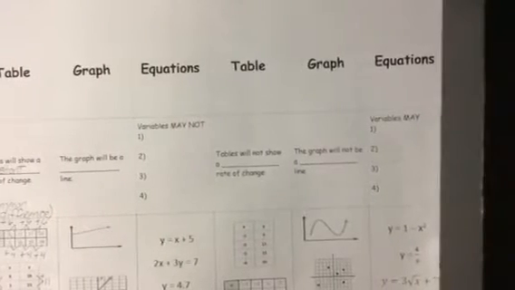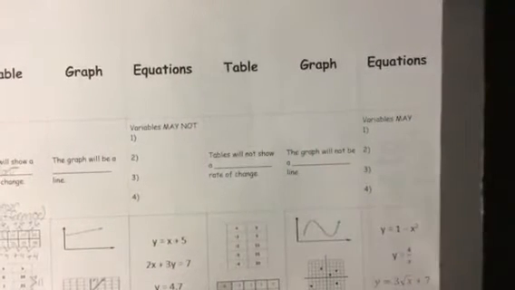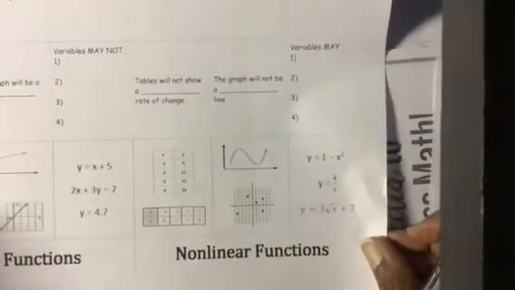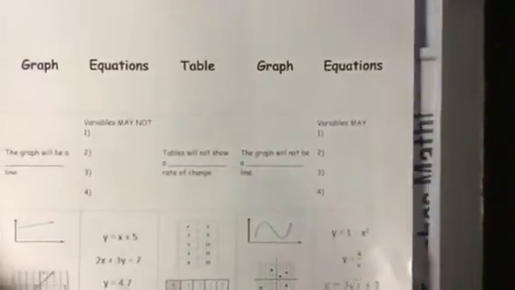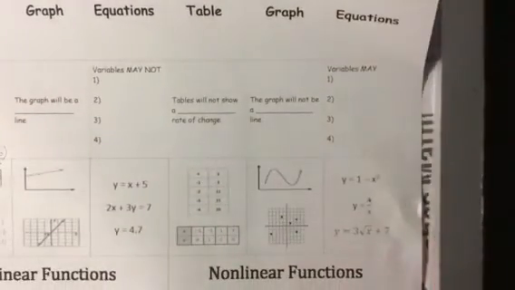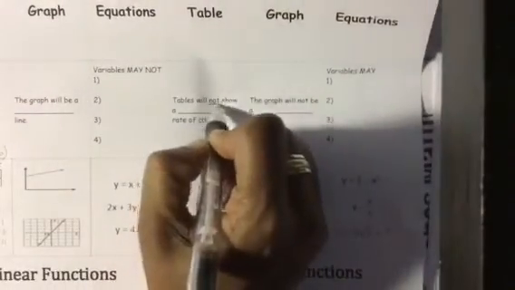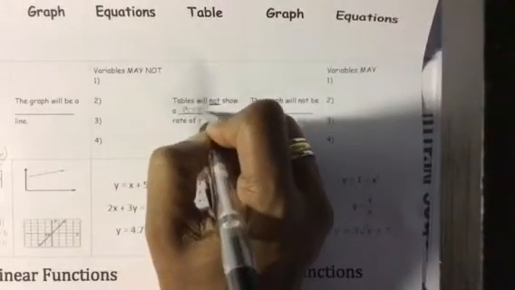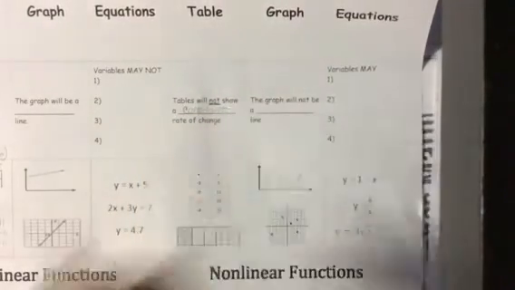function. All right, now I'm going over to the other side, which talks about nonlinear functions, because I want you to see the difference between the two. With the table, the difference in nonlinear is that it will not show a constant rate of change. So let's take a look.